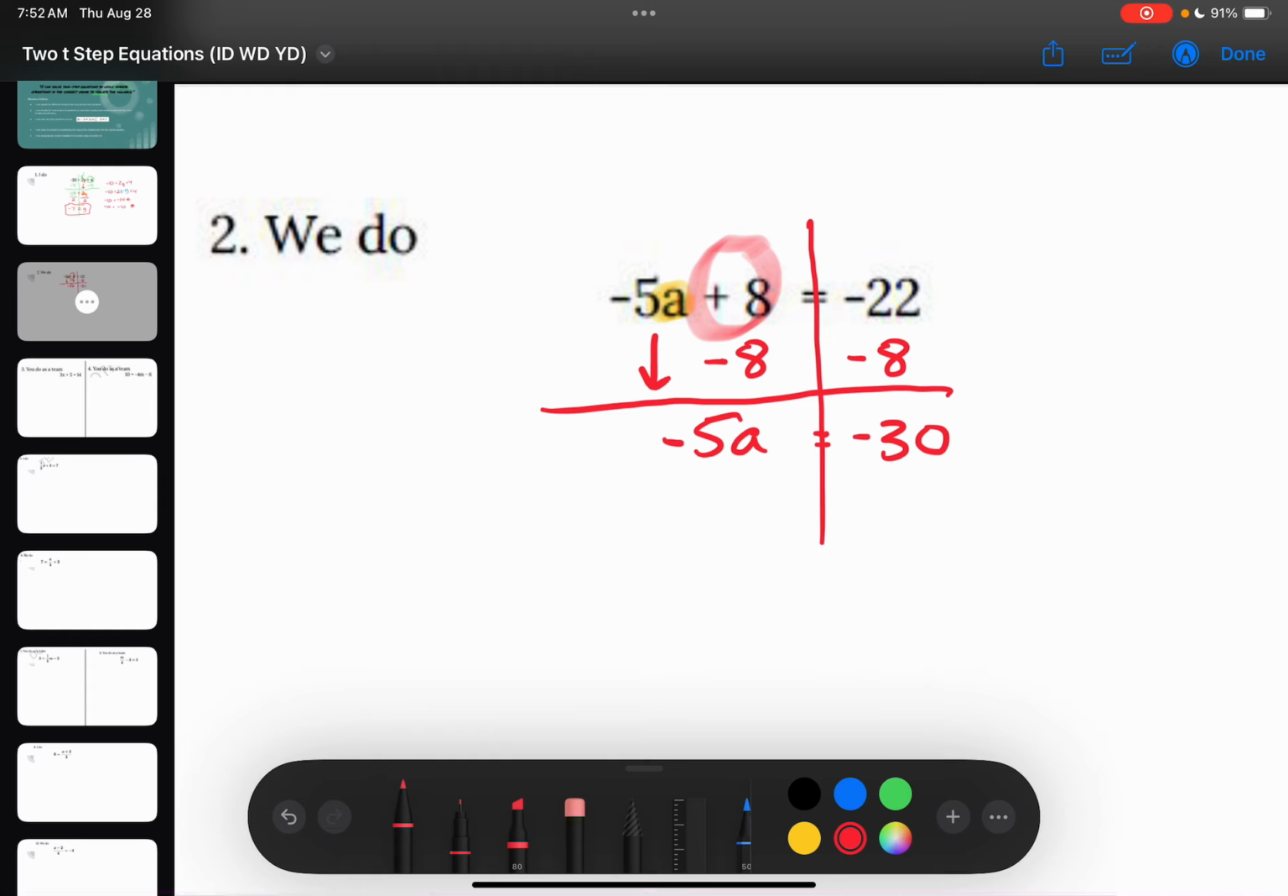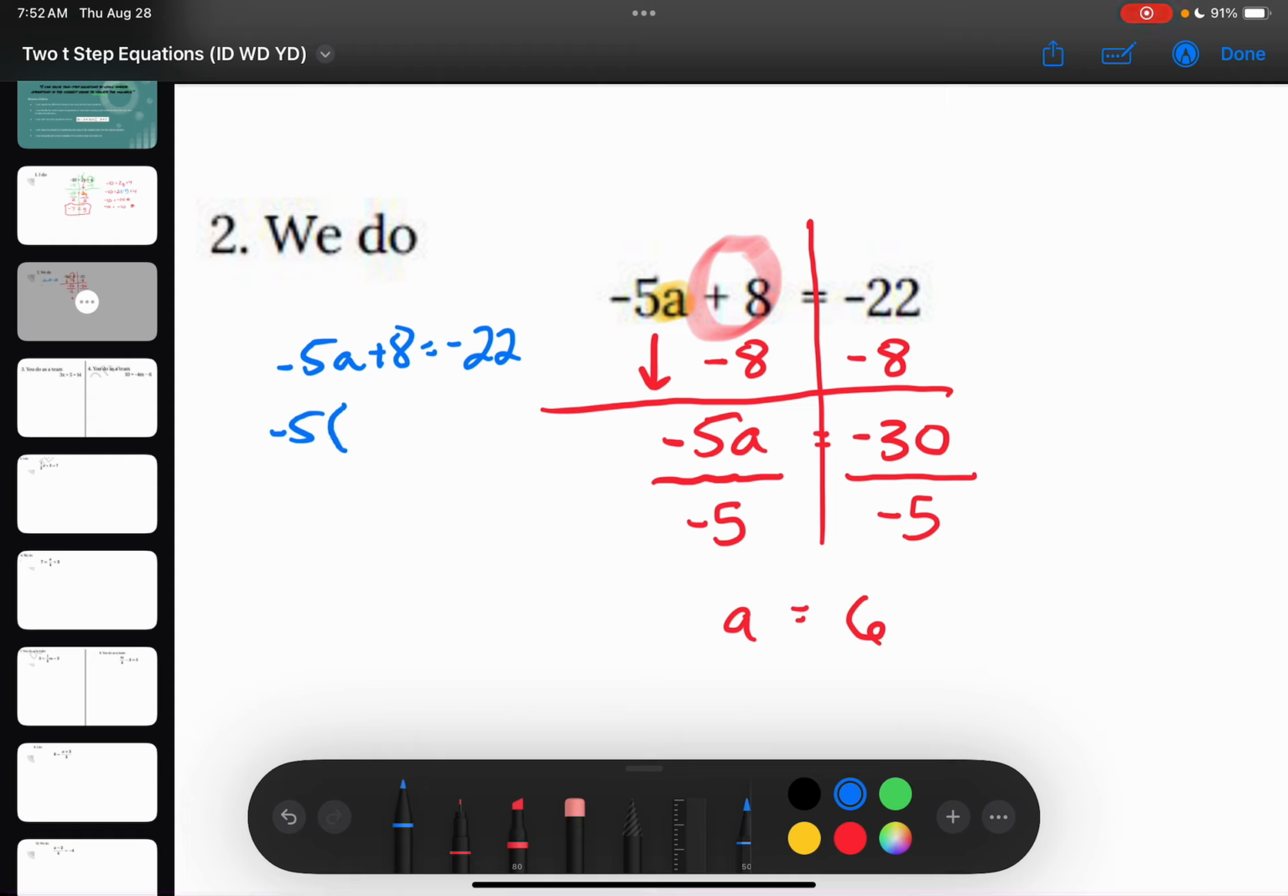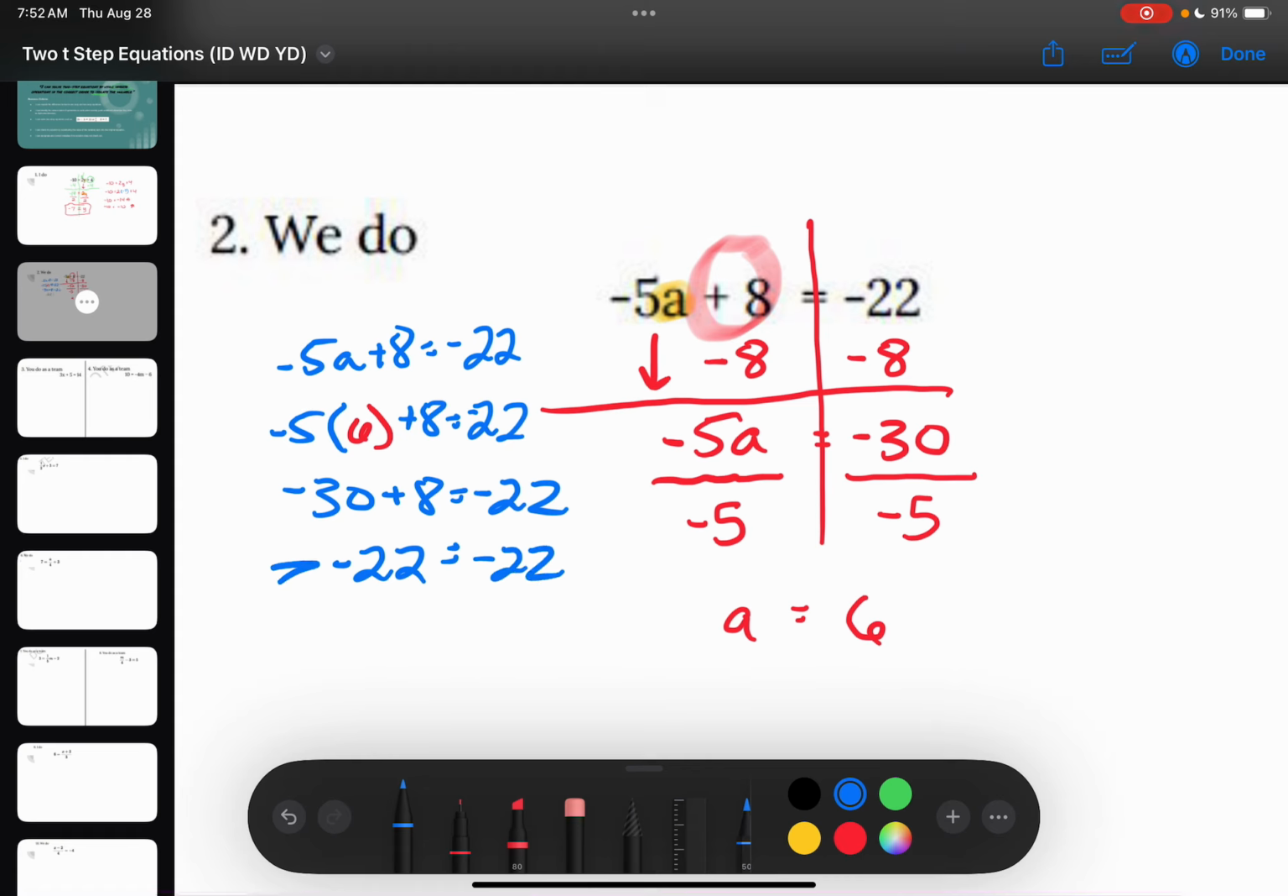Now, since we've got multiplication against the a, we'll do the opposite, which will be division. And we would get a equals 6. And then again, our check. Over here, we would say negative 5a plus 8 is supposed to be negative 22. We're saying that a is 6. Negative 5 times 6 is negative 30. Negative 30 plus 8 should be negative 22. And negative 30 plus 8 is negative 22. Our check is good. Our answer is good.